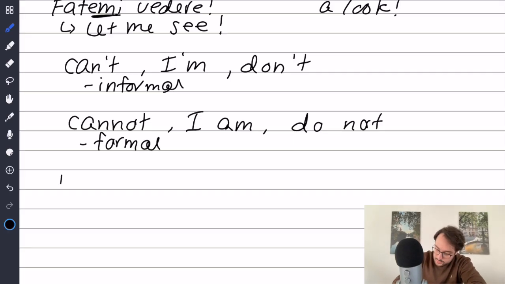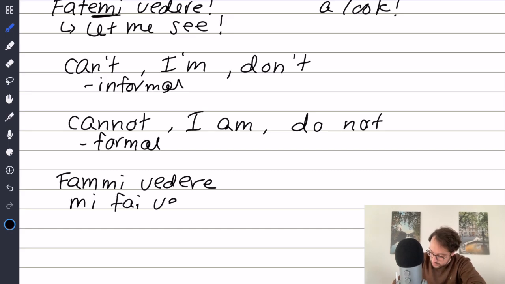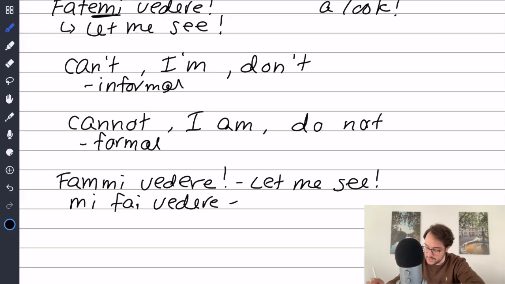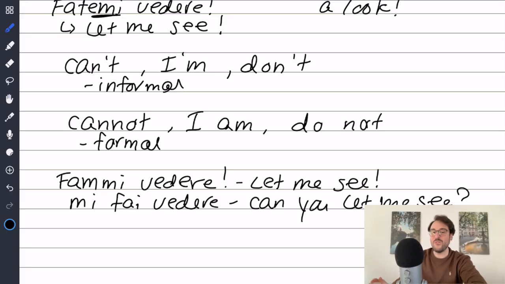So when we say fammi vedere, this is seen as more informal than mi fai vedere, right? Even think of the usage. Fammi vedere is let me see. Let me see. Mi fai vedere gives you the impression of saying, can you let me see? It feels like that. We're not using the verb can, but it feels like that, okay?